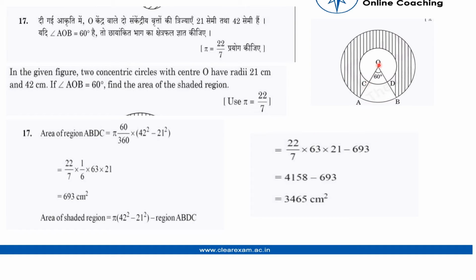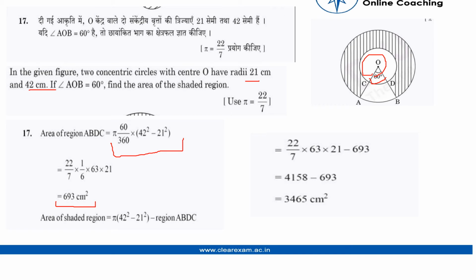As we know, the area of the arc region between concentric circles is pi theta by 360 times capital R square minus small r square, which is given here. Theta is 60 here, and we divide it by 360 because it is the whole angle of a circle, and capital R is 42 and small r is 21. So the area of the arc region is 693 centimeter square.